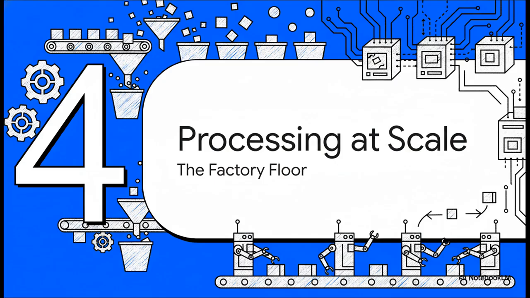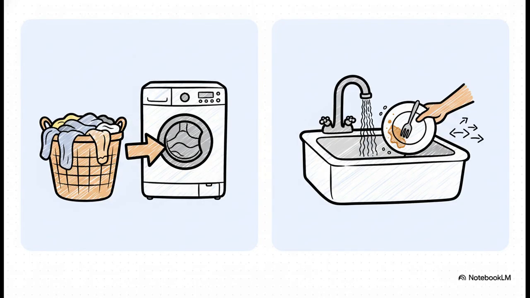All right, but for me, the most fascinating part of this whole thing is what happens on that factory floor, that computation stage. Because, as it turns out, not all data is processed in the same way. So you've really got two main ways of doing things here. The first is batch processing.